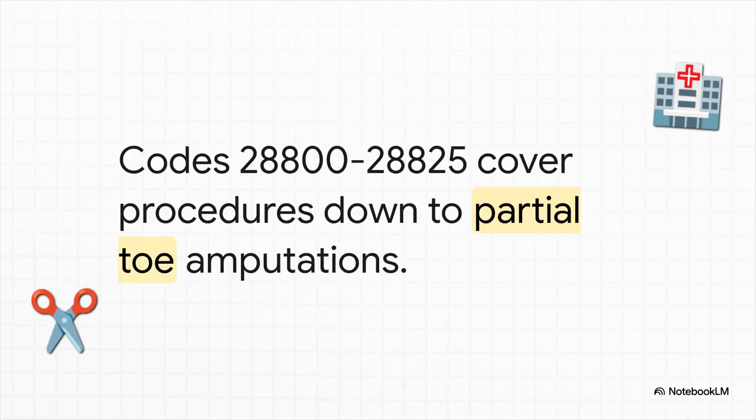And then, in the absolute most severe cases of trauma, or perhaps due to an advanced disease like diabetic neuropathy, we have to turn to the amputation codes. Codes 28800 through 28825 cover a wide range of procedures, from mid-tarsal amputations all the way down to partial toe amputations, where a specific section of the phalanges just has to be removed.